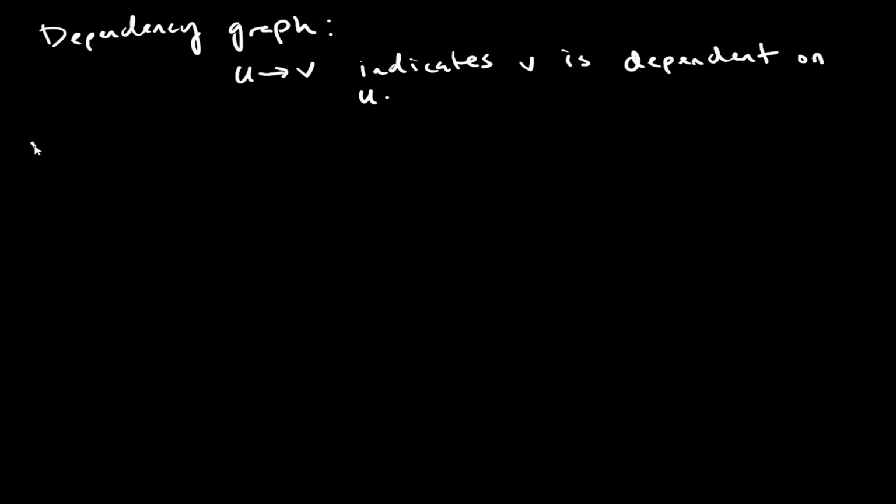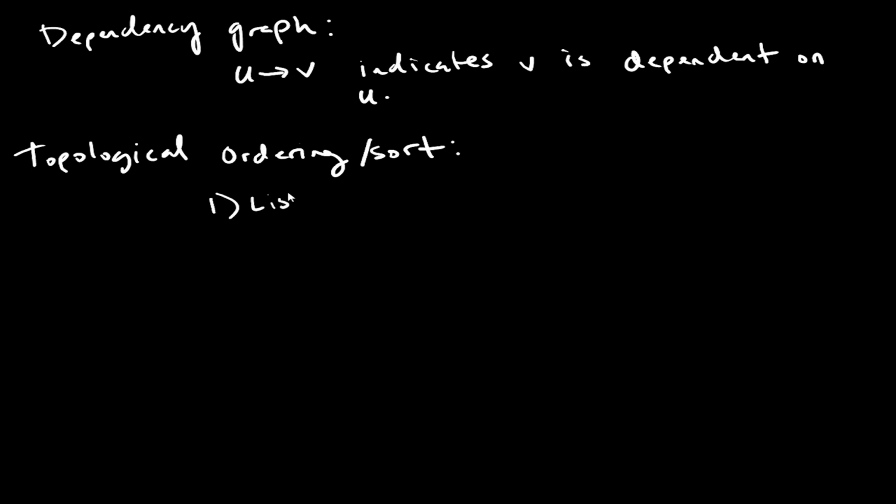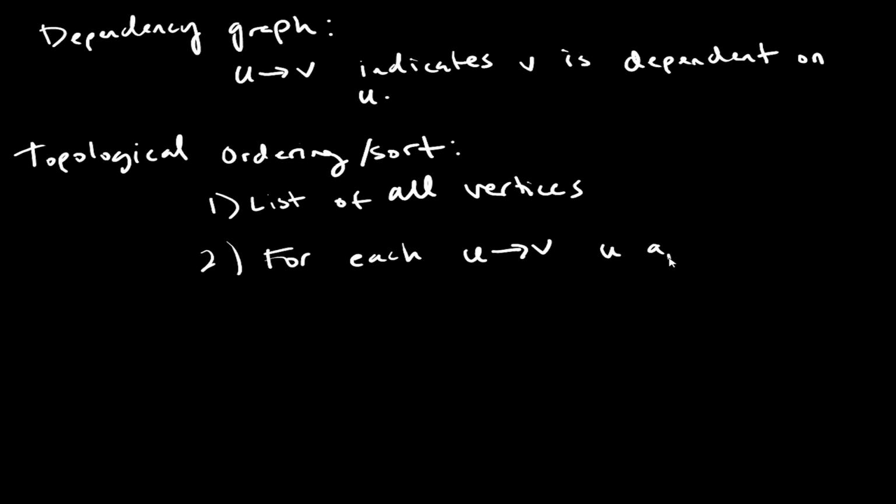The topological ordering problem, what we're going to be doing today, sometimes called topological sort, is a list of all the vertices. So first of all, it is a list of all vertices, and for each edge U to V, U appears sometime before V in the list.